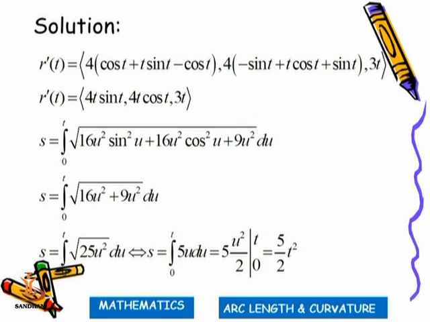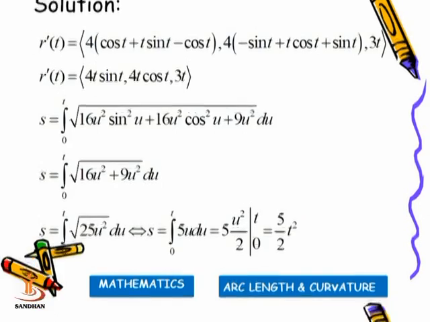Now substitute the value: under the root of 16u square sin square u plus 16u square cos square u plus 9u square. This is the value of t we are substituting here, and s equals integration 0 to t, the sin square u plus cos square u is 1. So 16u square plus 9u square is 25u square du. So s equals 0 to t, 5u du, and the integration of u is u square by 2, and the upper limit is t, so 5 by 2 t square.